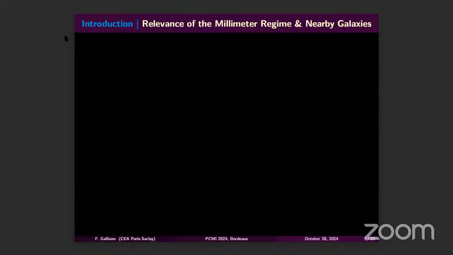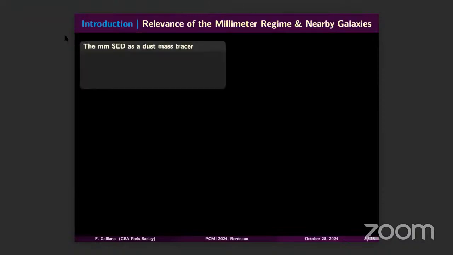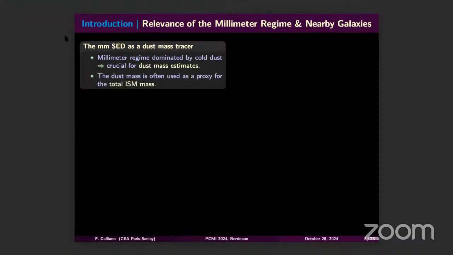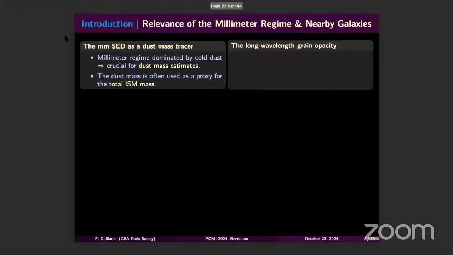So why is the millimeter regime interesting? The millimeter continuum emission, I'm not talking about lines. The millimeter spectral energy distribution is an important dust mass tracer, because in the millimeter regime the emission is dominated by the cold content. And so it's really crucial if you want to give an accurate dust mass estimate of your cloud or of your galaxies. And also, the dust mass is often used as a proxy to infer the total gas mass of a galaxy, for example, at high redshift.